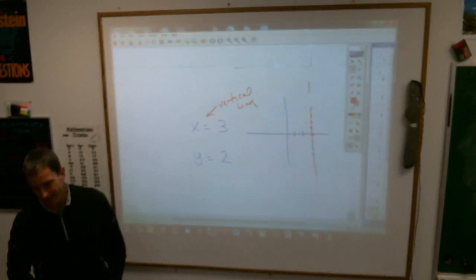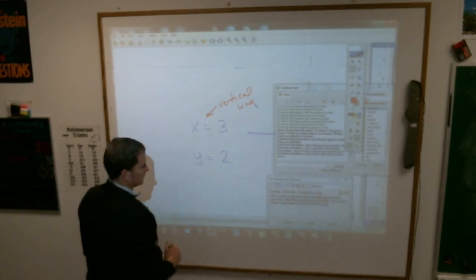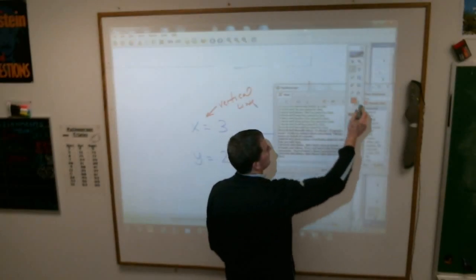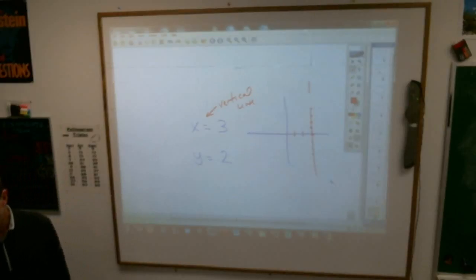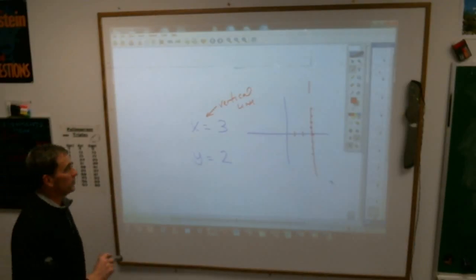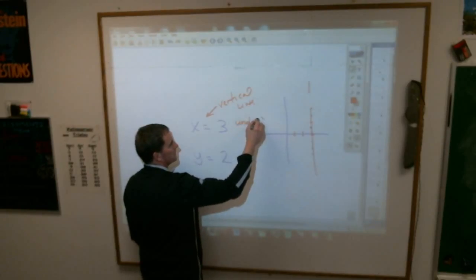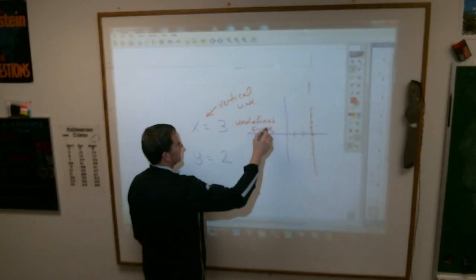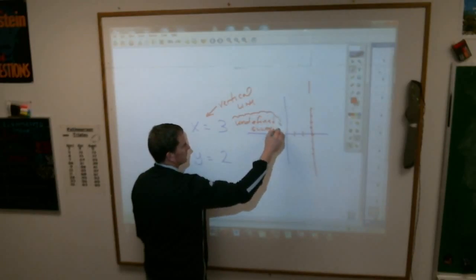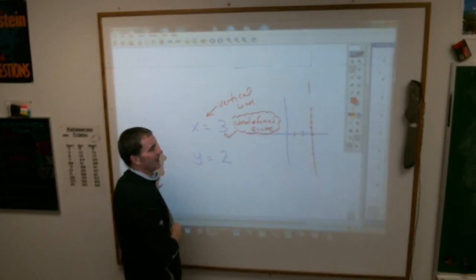And I think we talked about this before, maybe we didn't. Vertical lines, lines that go straight up and down, have what we call undefined slope. We'll talk more about that later, but just write that down. Vertical lines, which are x-equal lines, have undefined slope.